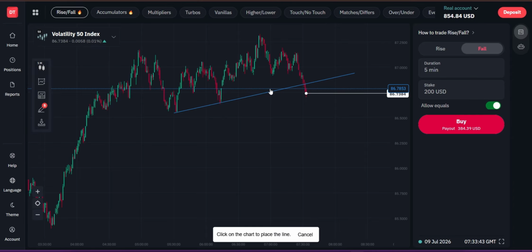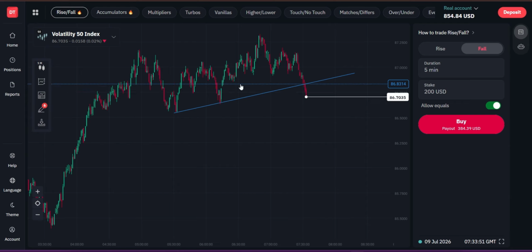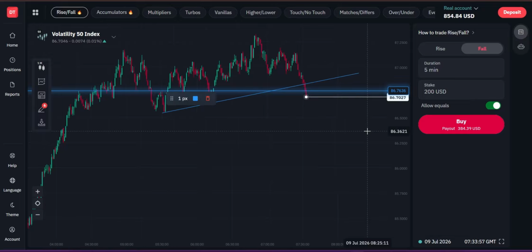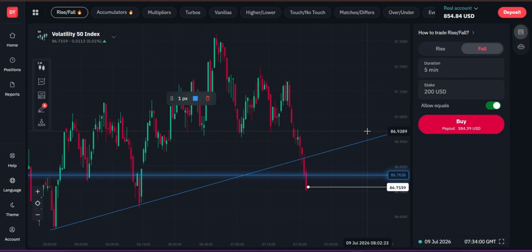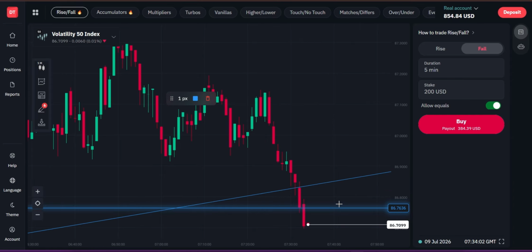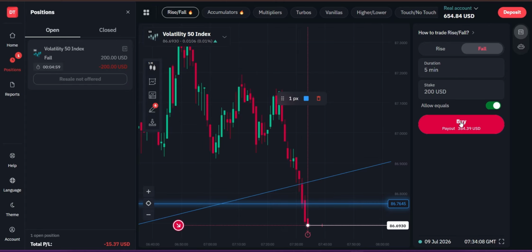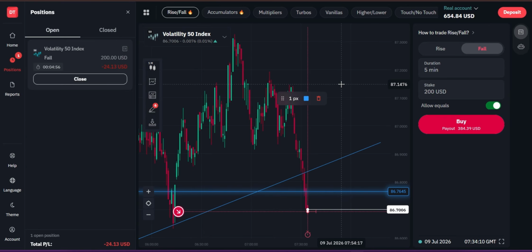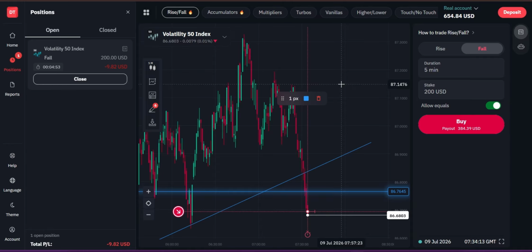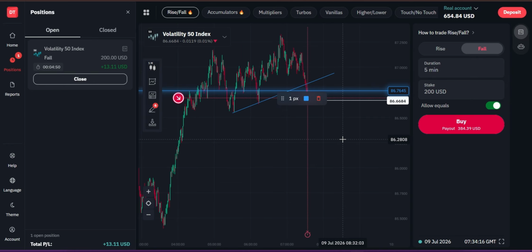So this trade will be the 5-minute expiration time and $200 trade. Yeah, so this zone has been broken, right? Yes, so I'm going to go with sellers, $200, right? So for the next 5 minutes, I'm expecting that market will go down, strong down, right?